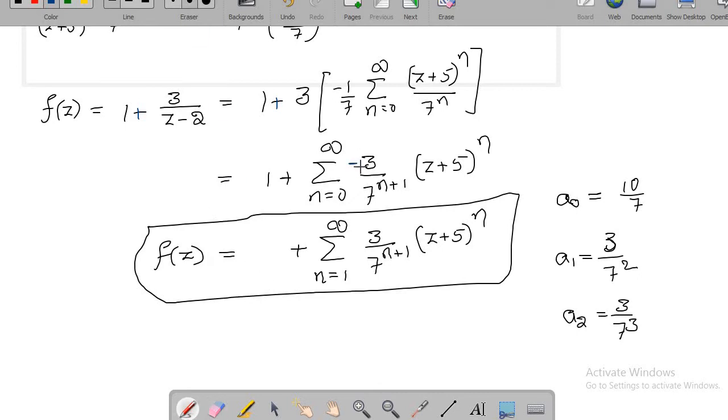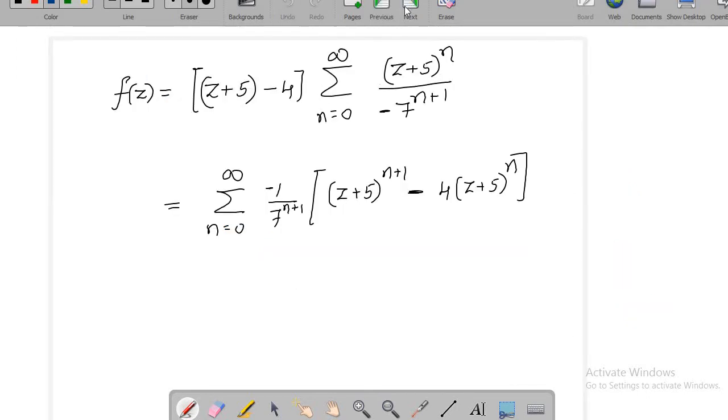So 1 minus 3 by 7, which will be 4 by 7. Yeah, now a naught will be 4 by 7 and a1, that is 3 by 7 square, negative 3 by 7 square. Why? Because you have negative here, negative 3 by 7 cube. So this is a2. And let us see what is a naught, a1, a2 from this expansion.